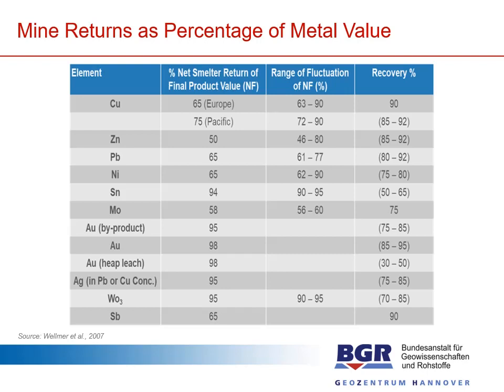Molybdenum, on the other hand, due to very low recoveries or lower recoveries, has a lower smelter return, and the smelter returns for gold as a byproduct and also as a main product are always far higher compared to copper, as the value of the end product is far higher in this case compared to base metals.